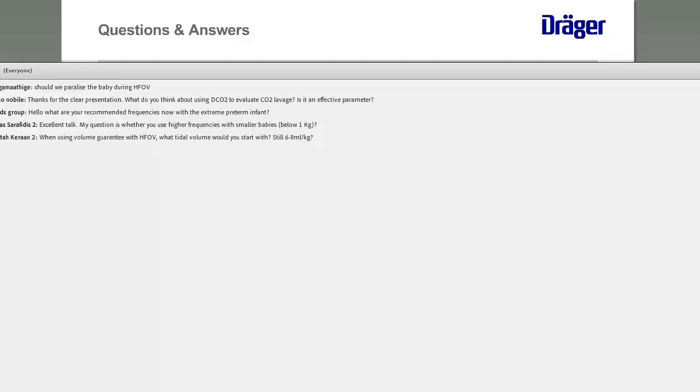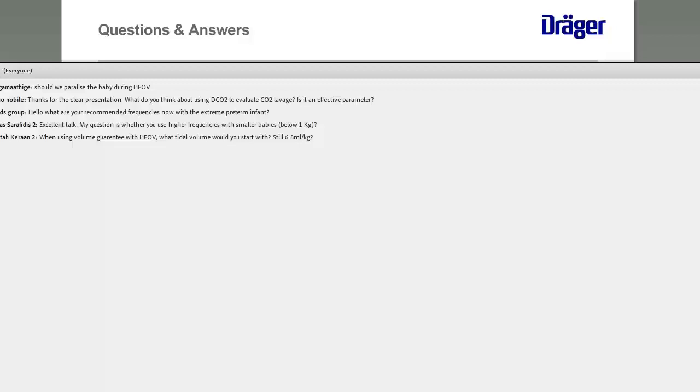What do you think about using DCO2 to evaluate CO2 washout? Is it an effective parameter? Oh, yes, it is. But remember that this is only a mathematical formula. If you do not modify frequency, the only parameter that really influences PCO2 is the tidal volume. Remember that DCO2 is a parameter that multiplies the frequency in hertz by the tidal volume. So for me, the most important mechanism to control CO2 washout is the tidal volume.